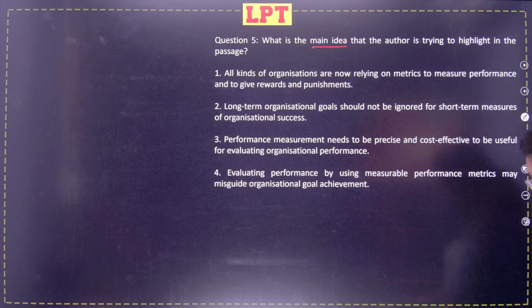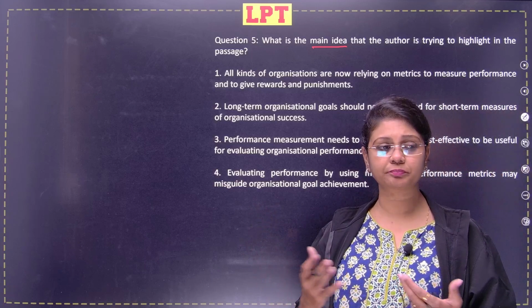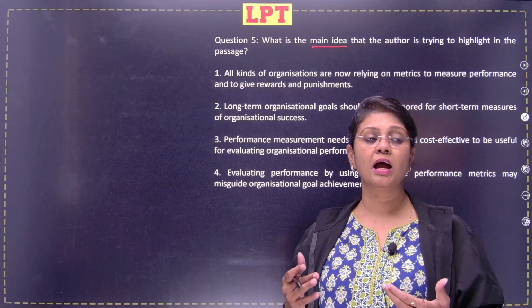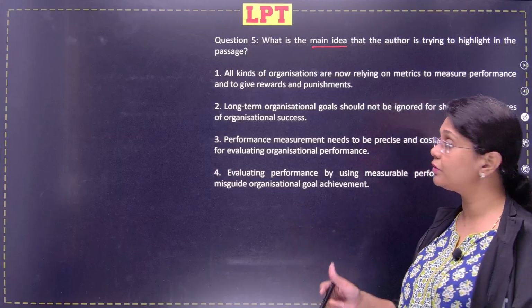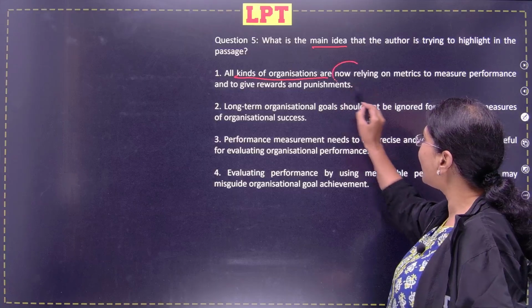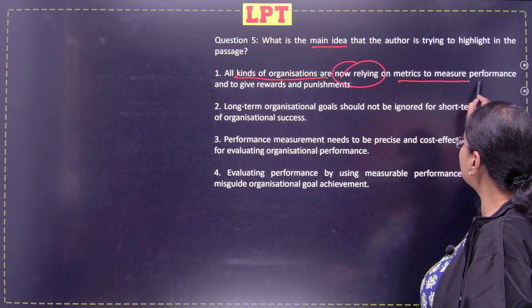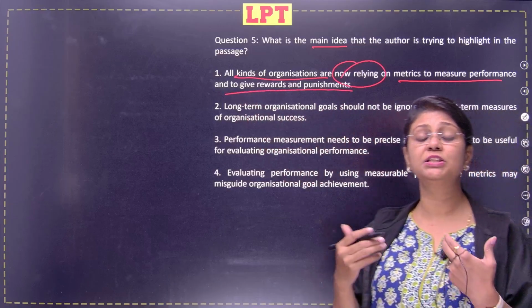Okay, let us evaluate these options, because I'm sure you have read the passage in depth and understood the main ideas, the key ideas. Let's just evaluate in terms of the options. First one says all kinds of organization are now relying on metrics to measure performance and to give rewards and punishment. Well, this is not the main idea.